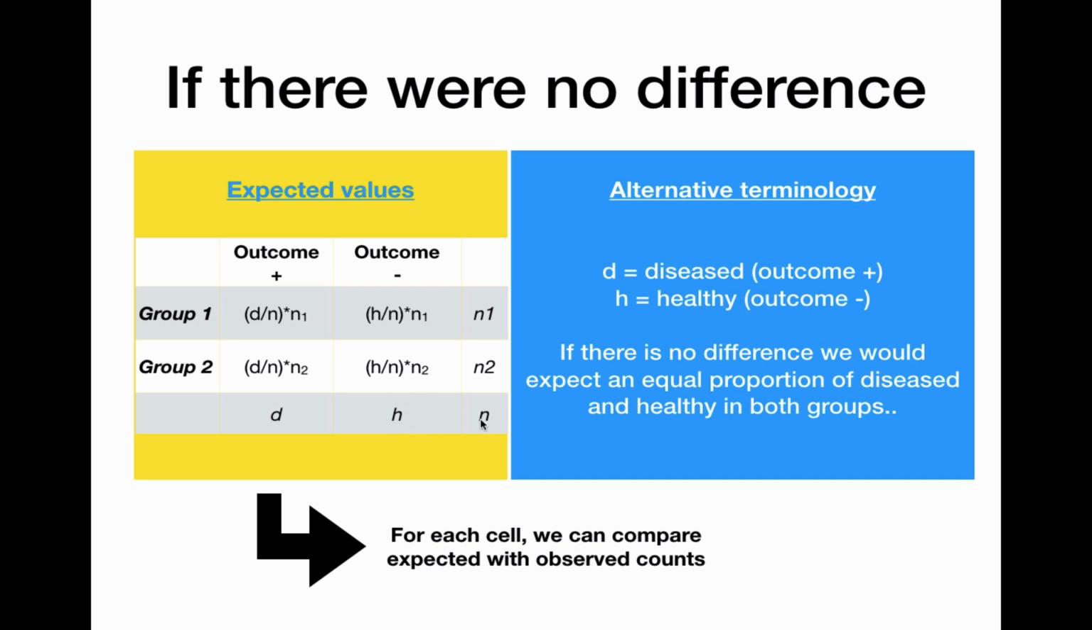of H over N. And then we can simply multiply it by the number of patients in group 1 for the diseased proportion and the healthy proportion, and the number of patients in group 2 for the diseased proportion and the healthy proportion to get the expected values in all these cells. And the next step is to compare the values that we would expect in each cell with the observed value.